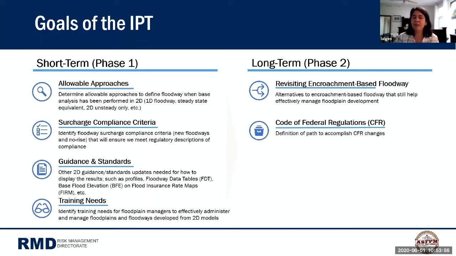And then also identifying what training needs we have. People are potentially not going to be able to understand 2D modeling as well as they can understand one-dimensional results anyway. Local communities, especially those with less access to the internet and some of the tools that are available in that realm, may have more difficulty understanding this information.